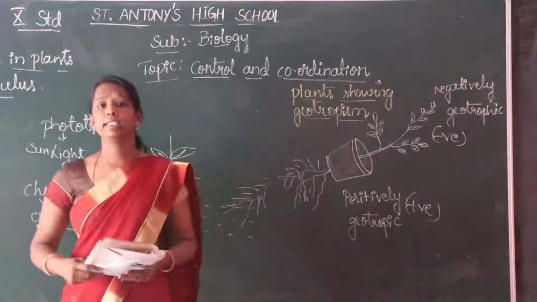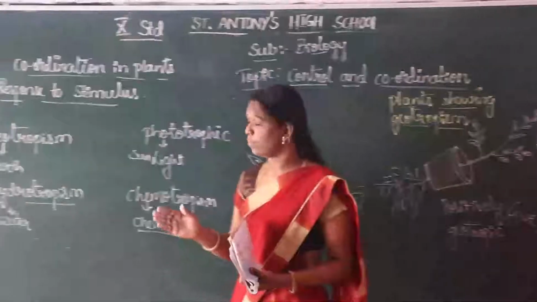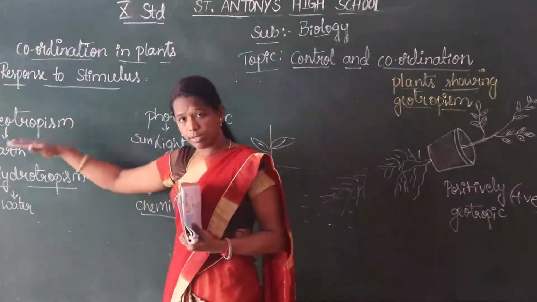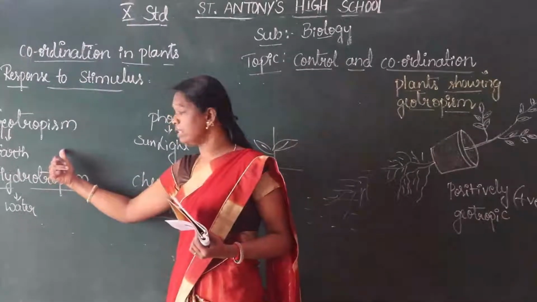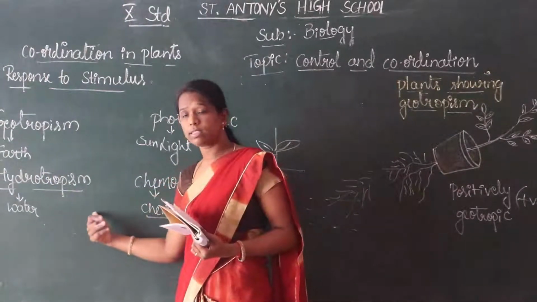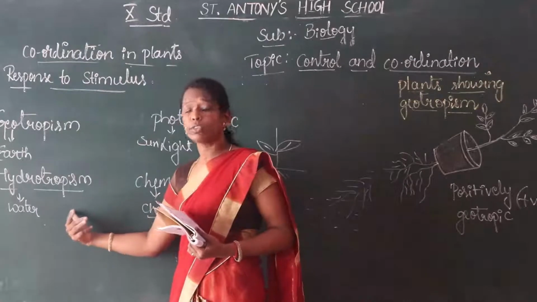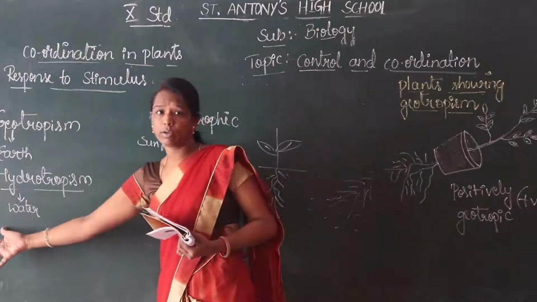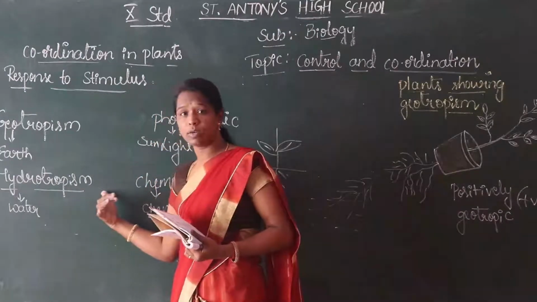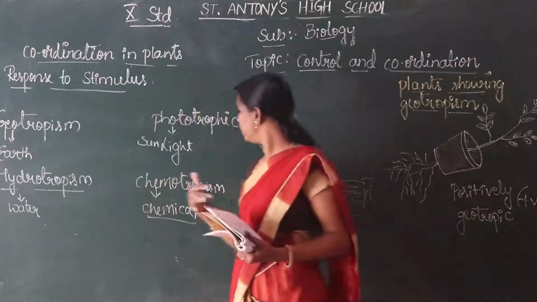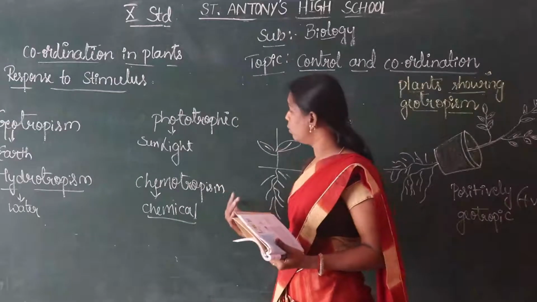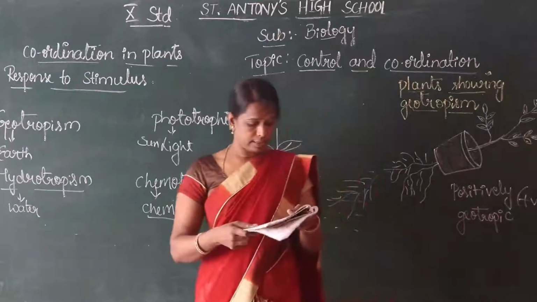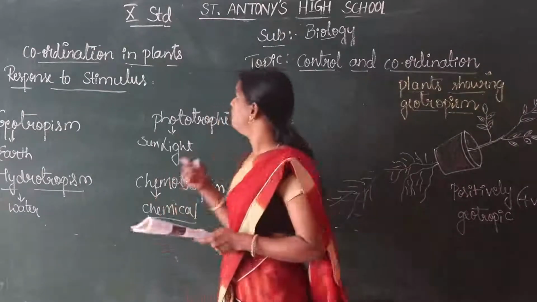Clear, children? Here three types of tropisms are there. First one, geotropism: the roots grow downwards. Hydrotropism means the roots grow towards the water, because they need water, and this movement is called hydrotropism. Some plants grow towards chemicals, called chemotropism. These are the plants.